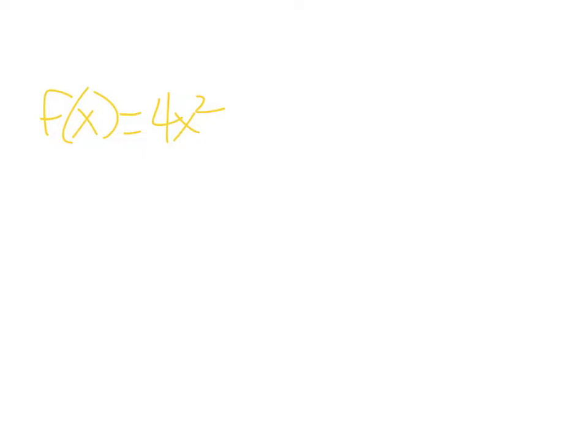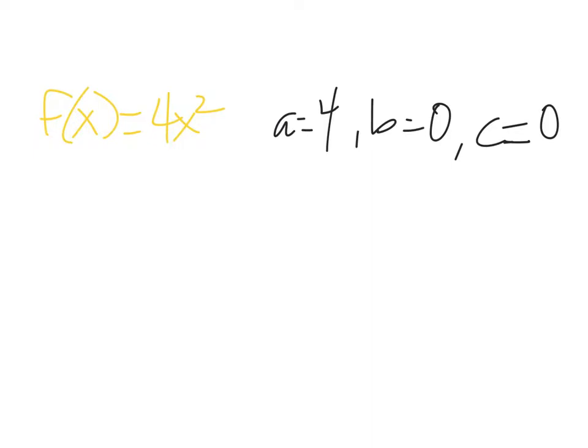Okay, so let's talk about what's going to happen with this problem. Like I said, the first thing you need to do is identify a, b, and c. a is 4, b is 1, c is 0. Here's why this is important. The y-intercept is 0, 0. Remember that the y-intercept is 0, c. c is 0. There's my y-intercept.